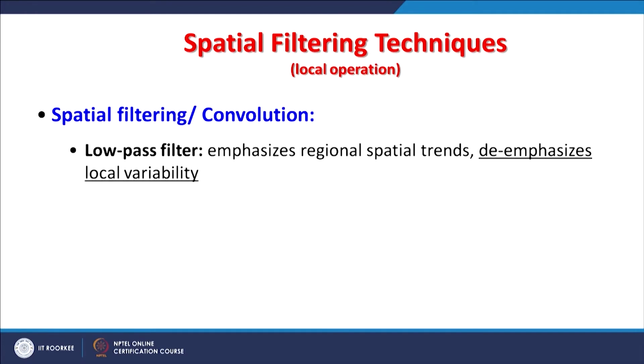Basically the main purpose is, after the enhancement, if we want to see more sharpness or more smoothing in the image, then we go for these spatial filtering techniques. It is also called the convolution technique or convolution filtering technique. Two main categories of spatial filters are known in digital image processing of remote sensing data.